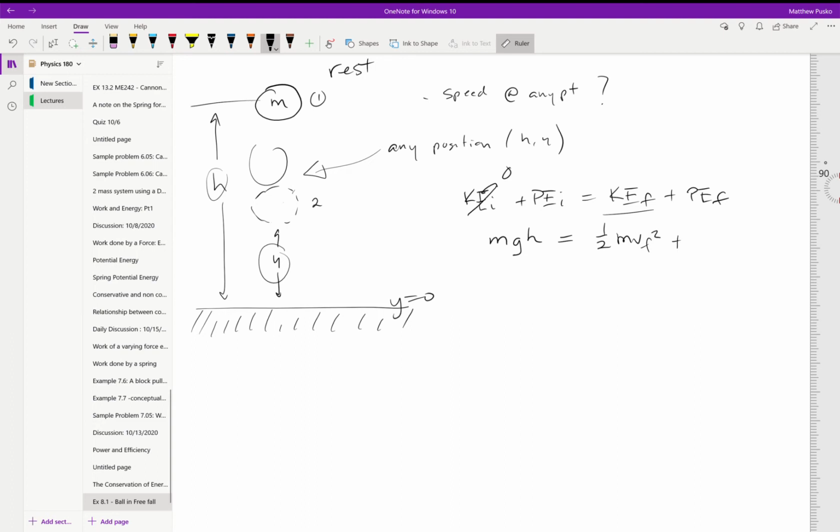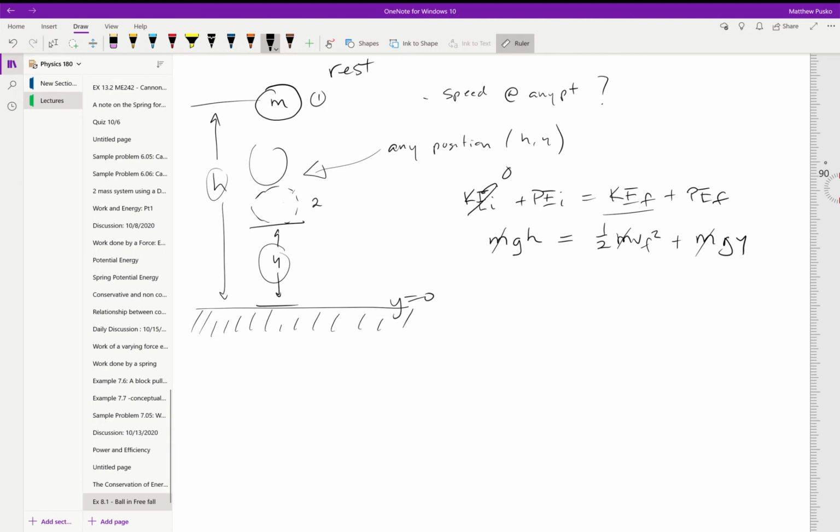And it doesn't have to go all the way to the ground. It could go to some distance y, measured from the ground, which we called y equal to 0. Every term has mass. Make sure they all have mass before you just cancel it out. If there's a spring in the problem, you can't just cancel the mass out, because there's no mass in the spring energy term.